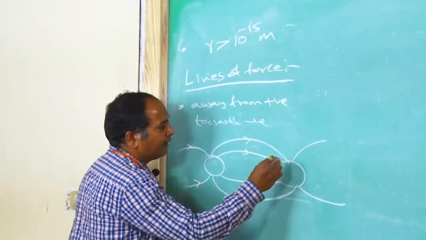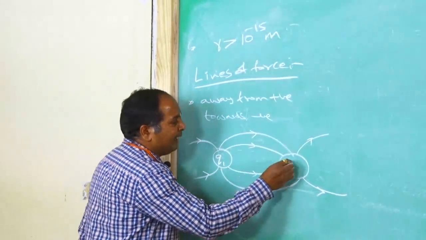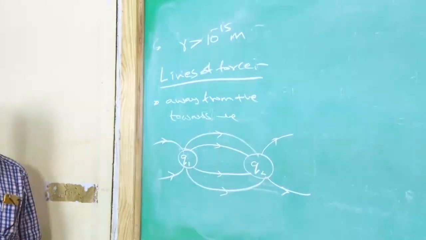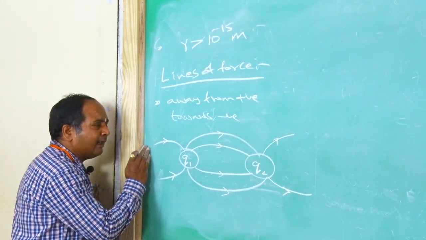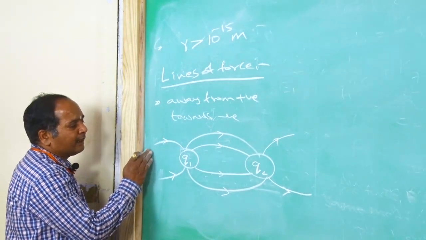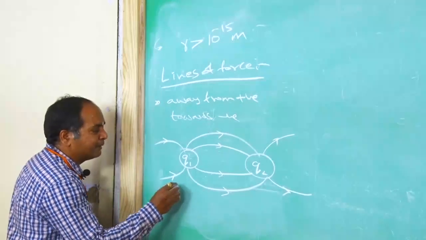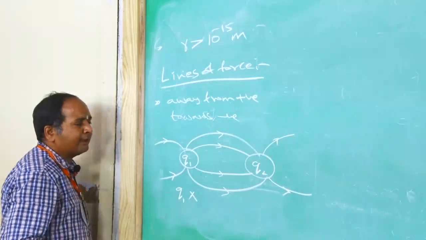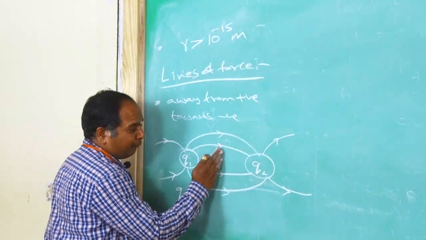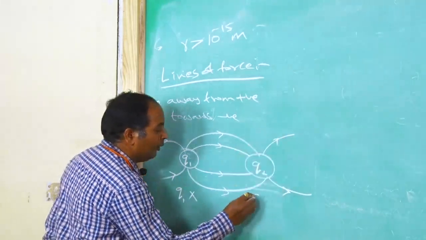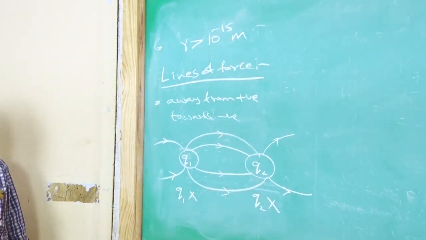Now, if this is Q1 and this is Q2, what is the nature of Q1 and Q2? From Q1, the lines of force are entering and leaving. That means Q1 is not defined. Similarly, for Q2 also the lines of force are entering and leaving, so Q2 is also not defined. That means those are not electric charges.